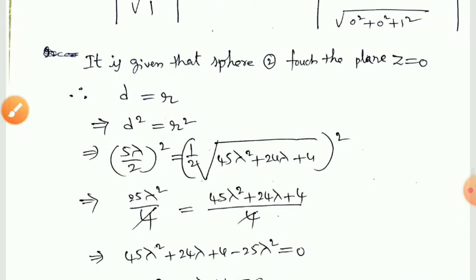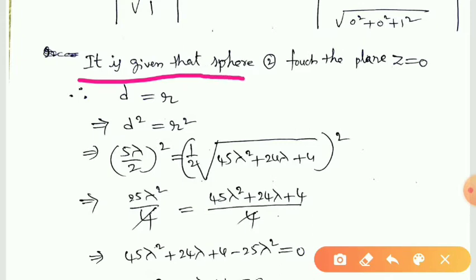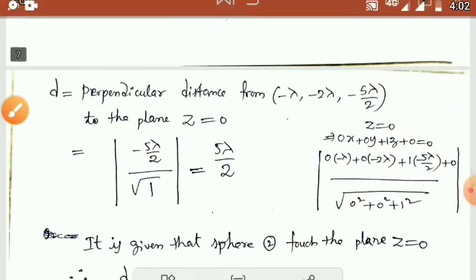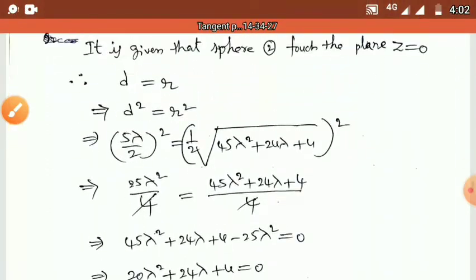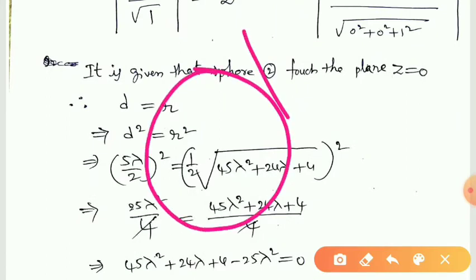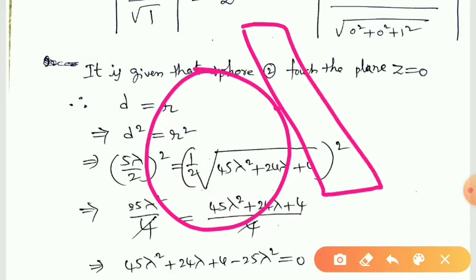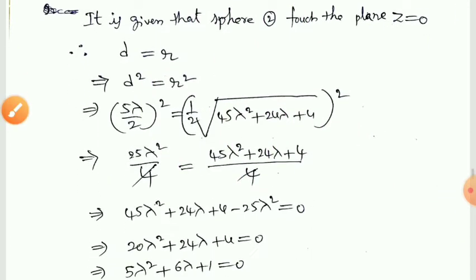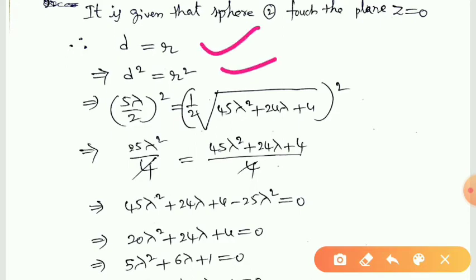Therefore, it is given that the sphere touches the plane z = 0. So what is the condition to touch the plane? The condition for a plane to touch the sphere is, see this: whenever a plane touches the sphere, the condition is d = r, because r and d both have the same value. So by applying that condition, d = r implies d square = r square.